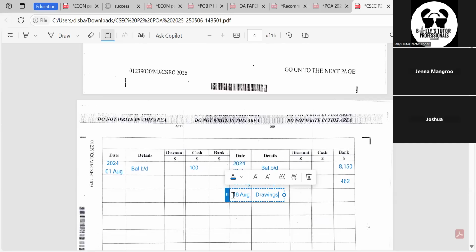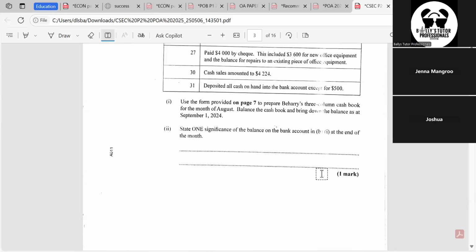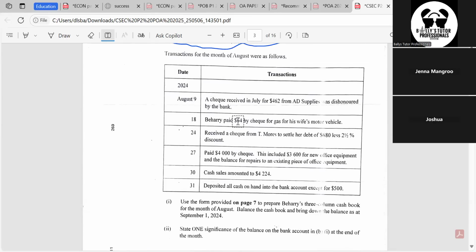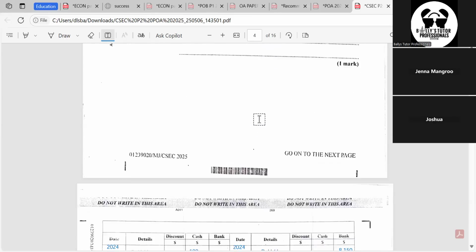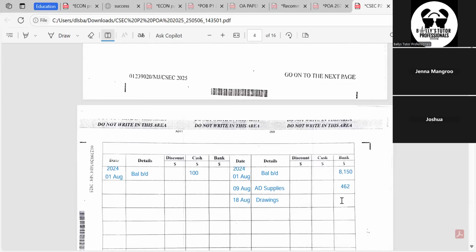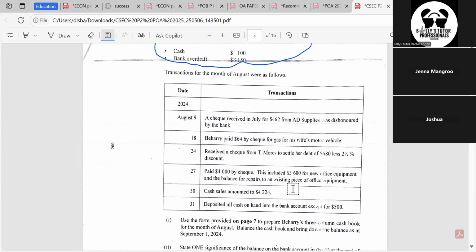And you notice this time you don't have to put in folio, right? They didn't put a folio column. So sometimes they will ask for it, sometimes they won't. And it was a check, so you bring it under the bank column again, $64. The next one: received a check from T. Moore to settle a debt of $680 less 2.5% discount.